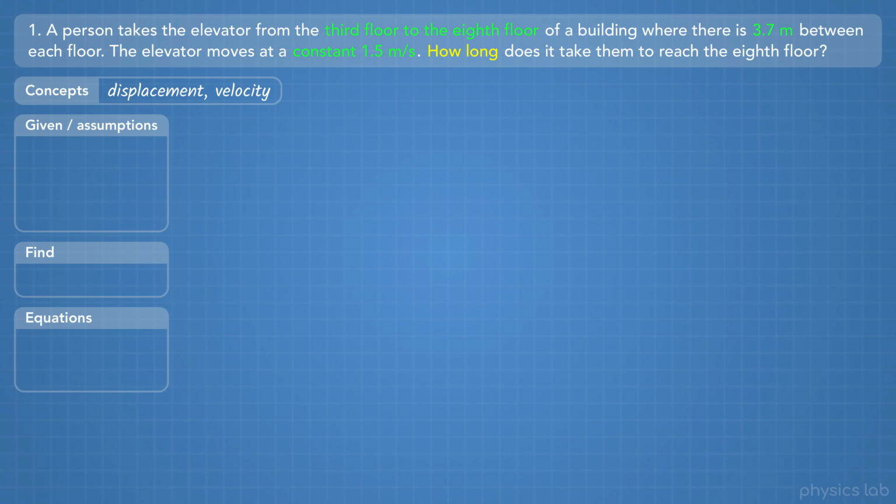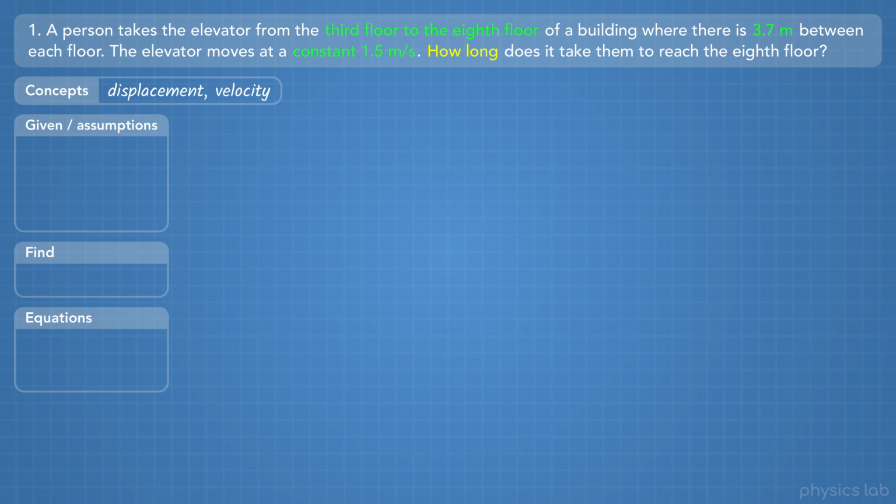Next, it says the elevator moves at a constant 1.5 meters per second. That's the velocity of the elevator, which we can tell from the units. The fact that the velocity is constant means that it's not accelerating, so that might be important to remember. Then it says, how long does it take them to reach the 8th floor? So the question is asking us to find the amount of time it takes for the elevator to travel the distance from the third floor to the 8th floor.